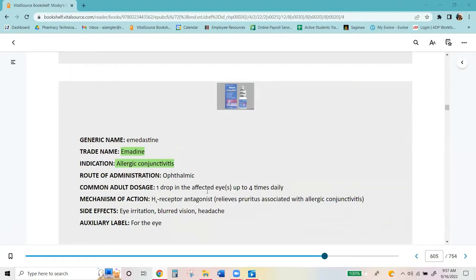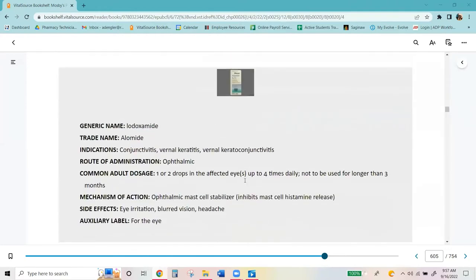So the medication Emedastine is indicated for allergic conjunctivitis, and that is an eye drop. We have Alomide, which is used for conjunctivitis, vernal keratitis, and vernal keratoconjunctivitis.